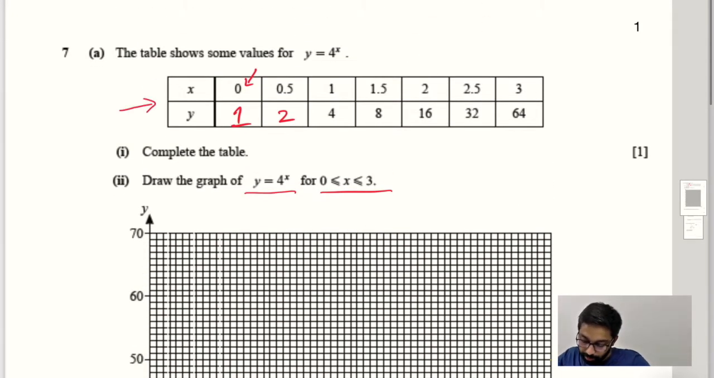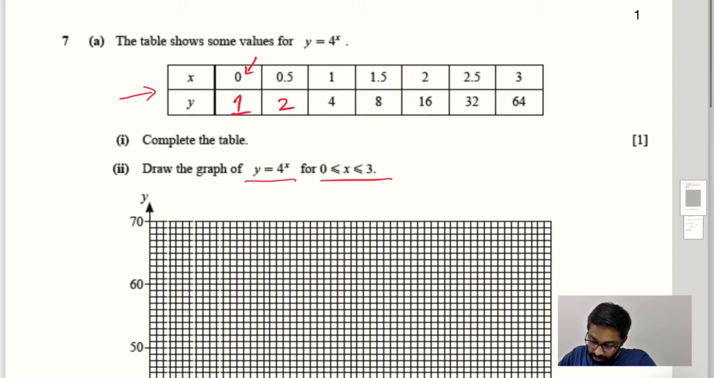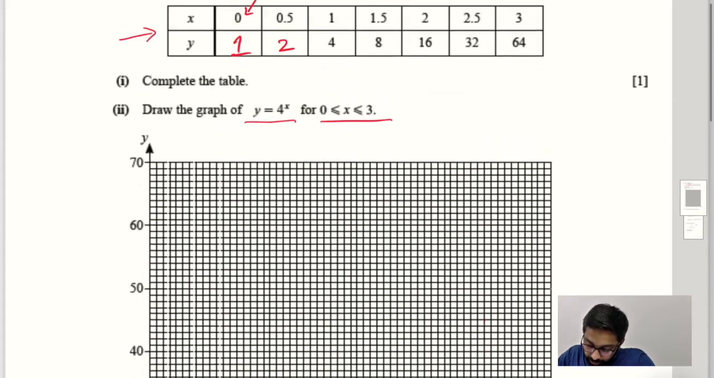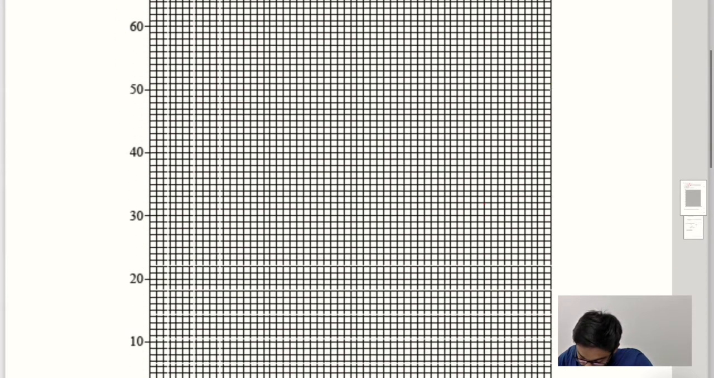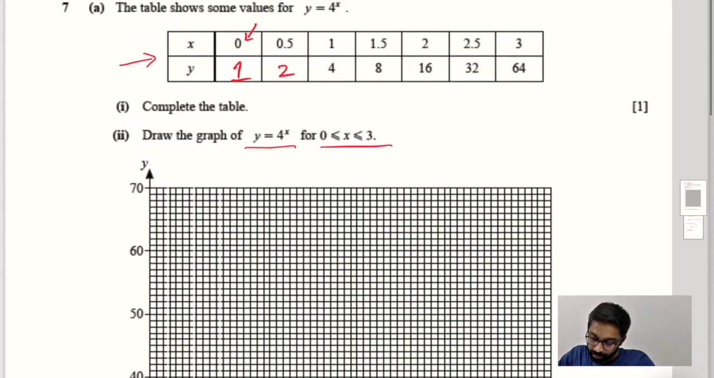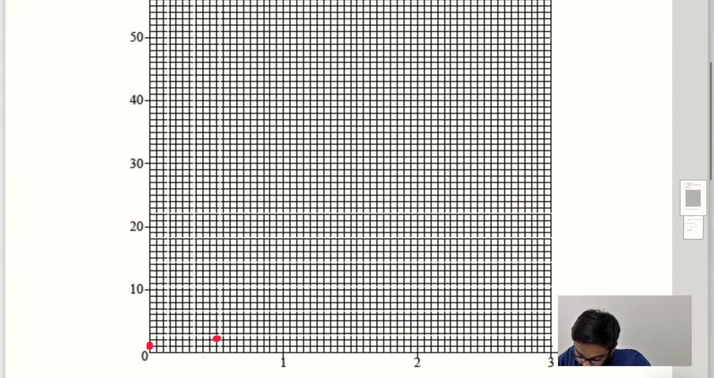This table will help us to plot the coordinates first, 0 and 1. The first coordinate is going to be plotted right here. The next one is 0.5 and 2. That means it is going to be between 1 and this 0.5 and 2. Okay, so I believe it is going to be here. The next coordinate is 1 and 4. So this one is going to be there.